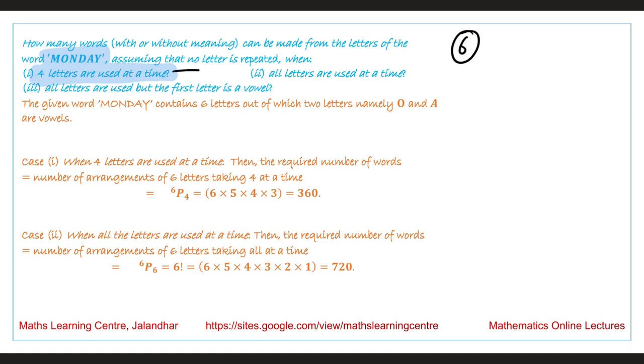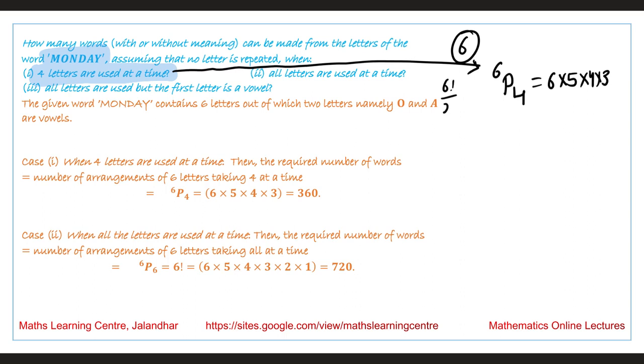Now for this first case, we have to make 4-letter words. So out of these 6 letters, we have to choose 4. The answer we obtain is 6 into 5 into 4 into 3. That is 6 factorial over 2 factorial. It is equal to this, and the answer we get is 360.